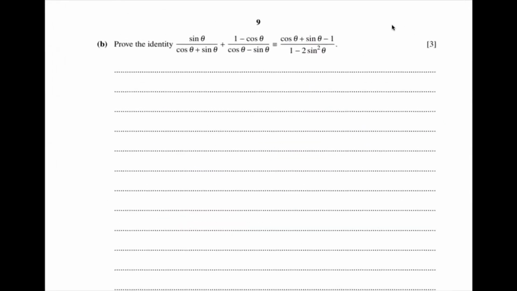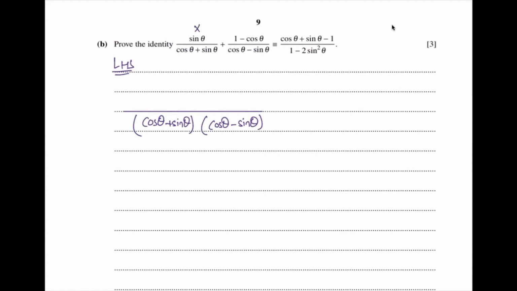Now, in 7 part B, we have been asked to prove the identity. So we can just pick up the complex side and simplify it and show that it is equal to the other side. We can pick the left-hand side because that can be simplified further. Sine theta upon cos theta plus sine theta plus 1 minus cos theta upon cos theta minus sine theta. You can see that the denominators are in the form of a plus b and a minus b. So if you make the denominators common, it's going to be cos theta plus sine theta times cos theta minus sine theta.